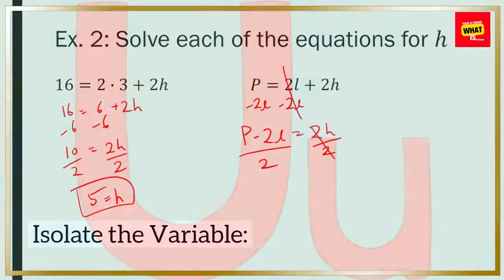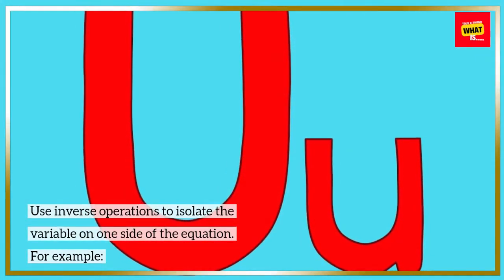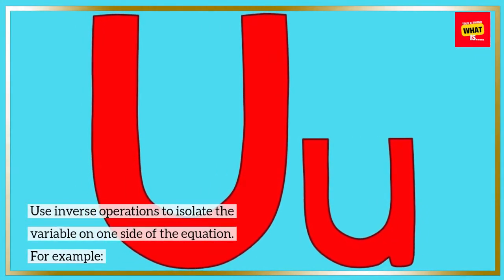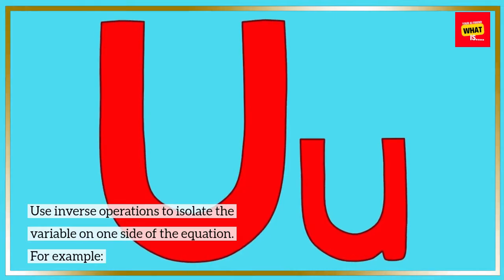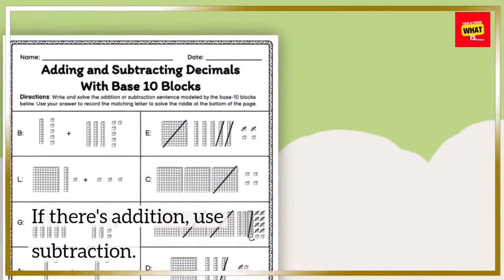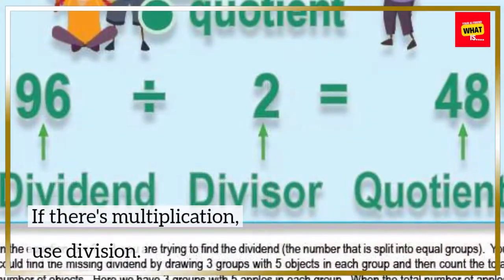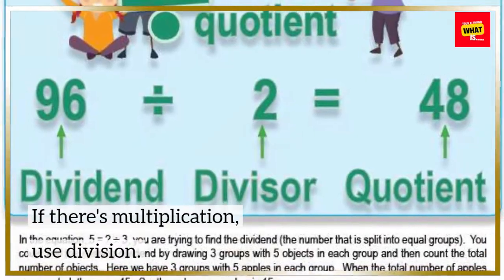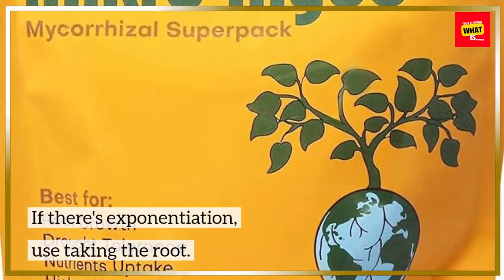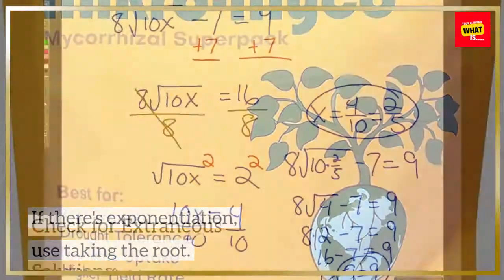Isolate the variable. Use inverse operations to isolate the variable on one side of the equation. For example, if there's addition, use subtraction. If there's multiplication, use division. If there's exponentiation, use taking the root.